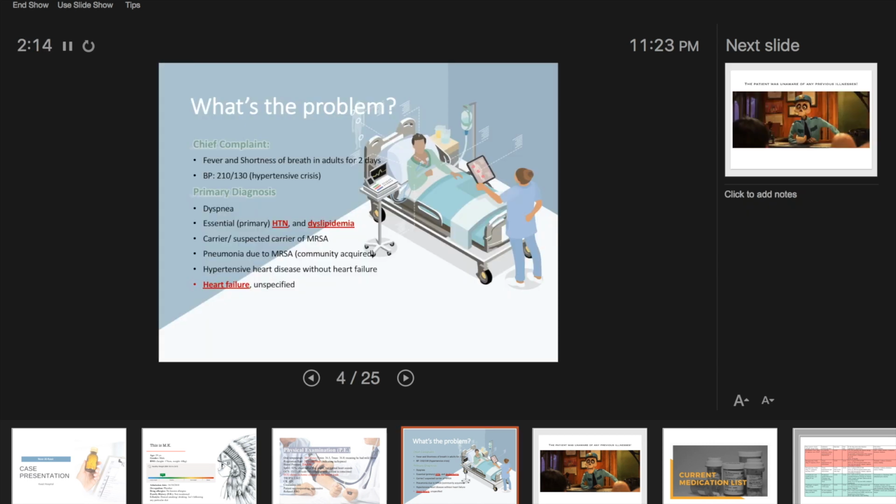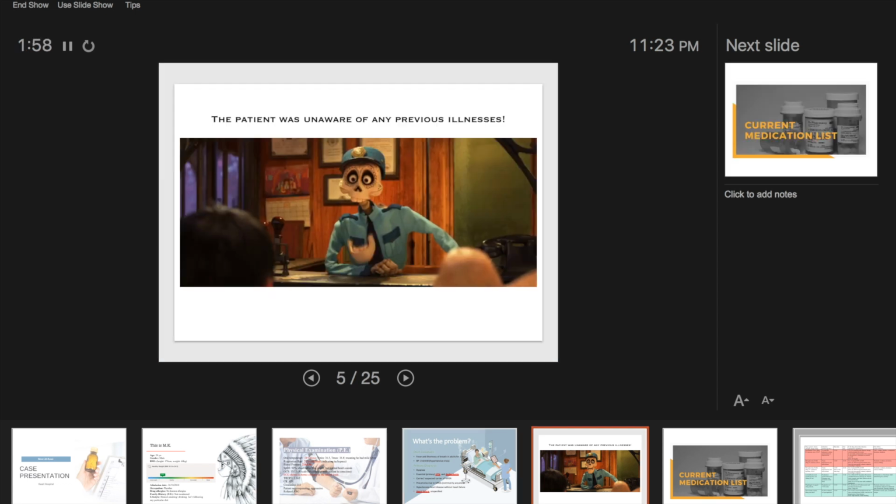The chief complaint, as we mentioned before, was fever and shortness of breath, as well as having a hypertensive crisis. And the primary diagnosis of the patient as he stayed in the hospital was as followed: hypertension, dyslipidemia, heart failure, as well as having pneumonia due to MRSA, which was community acquired. And the most surprising part of it is that the patient had no idea about what's going on. He didn't know he had any chronic condition, let alone having a pneumonia infection.